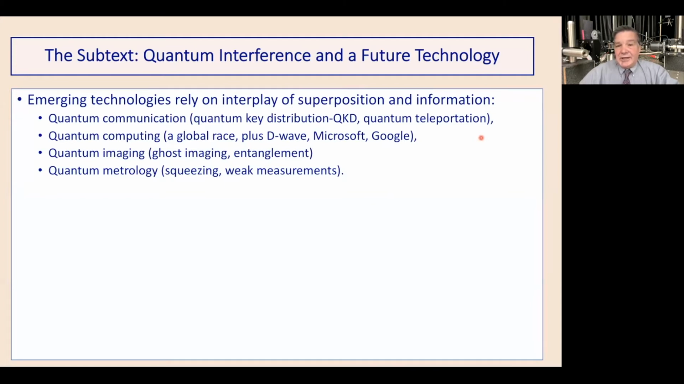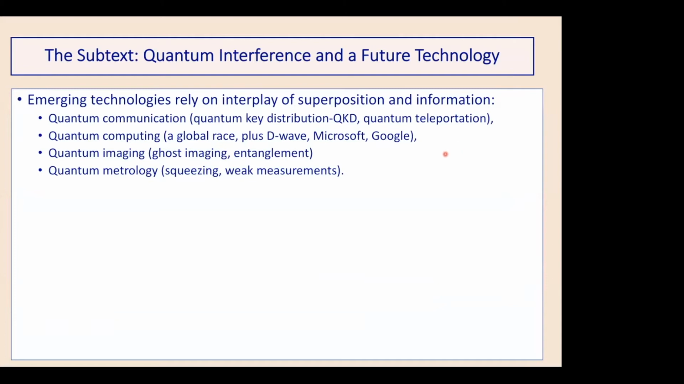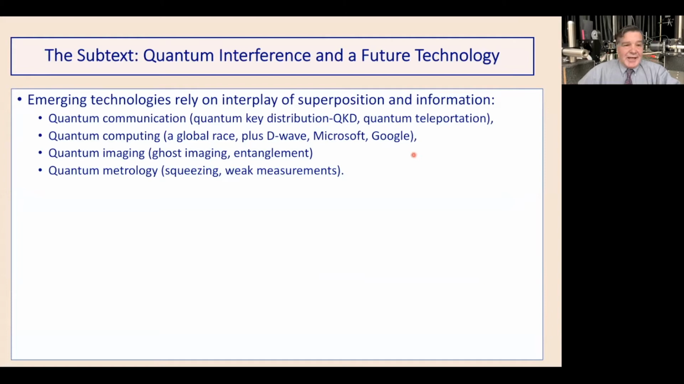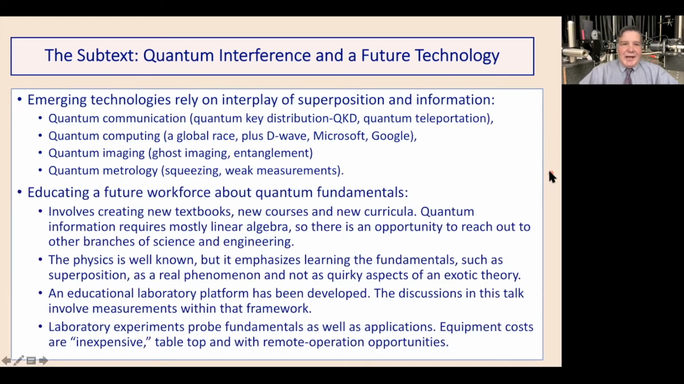And there are already three companies that have made inroads into this. I list there: D-Wave, Microsoft, and Google. And then there's quantum imaging, and among that you have ghost imaging, and then various forms of entanglement of images, and then quantum metrology, which involves making measurements in some way where there's a quantum advantage to doing those measurements.